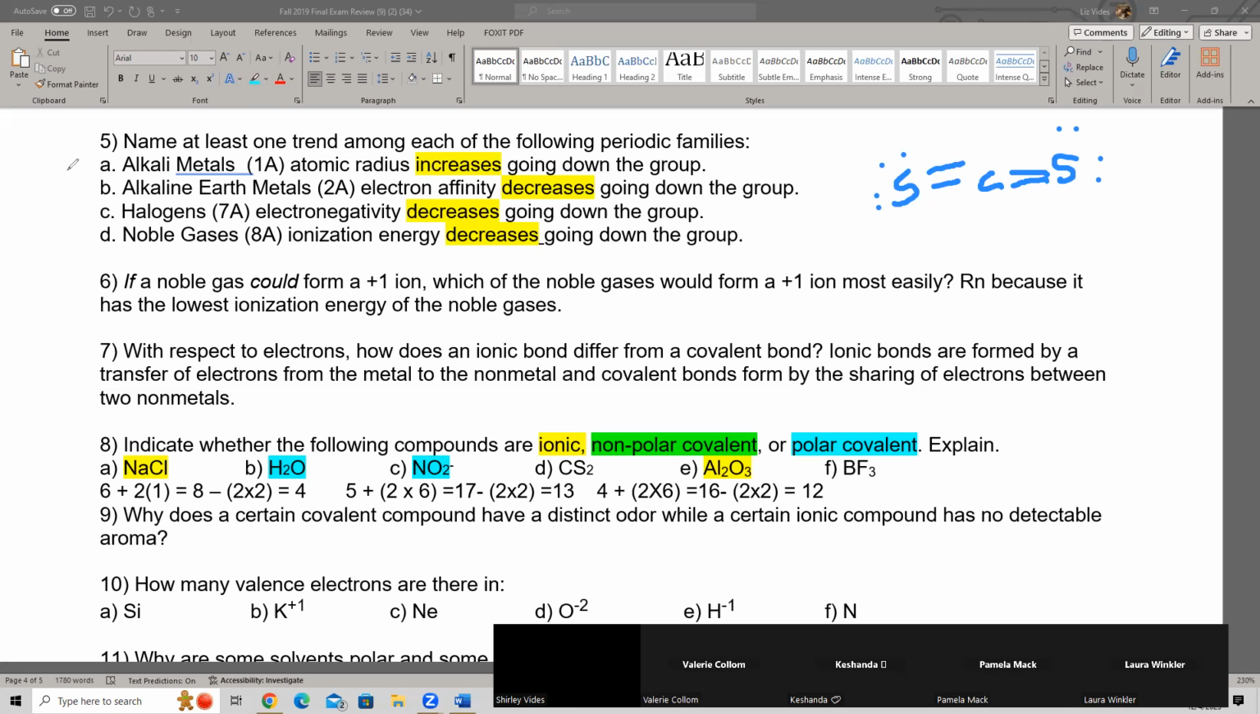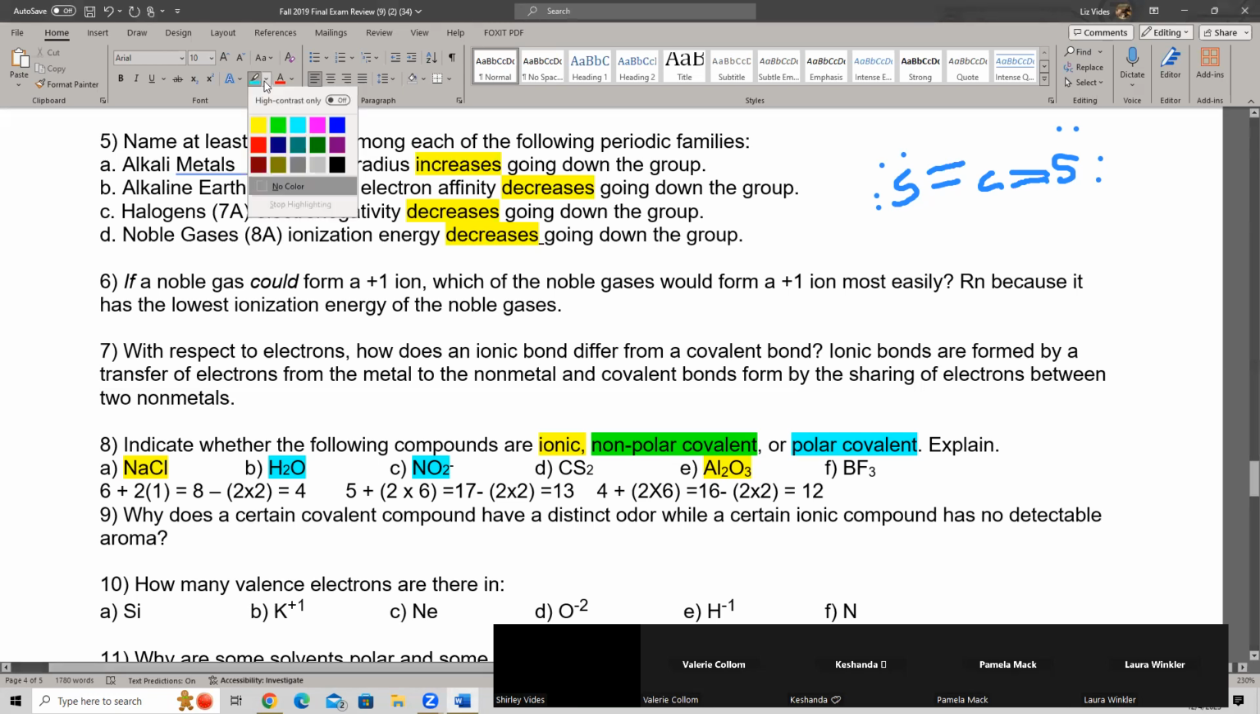Where's green? Okay. All right, come on, green. And that would be non-polar covalent. And the last one we have is BF3.